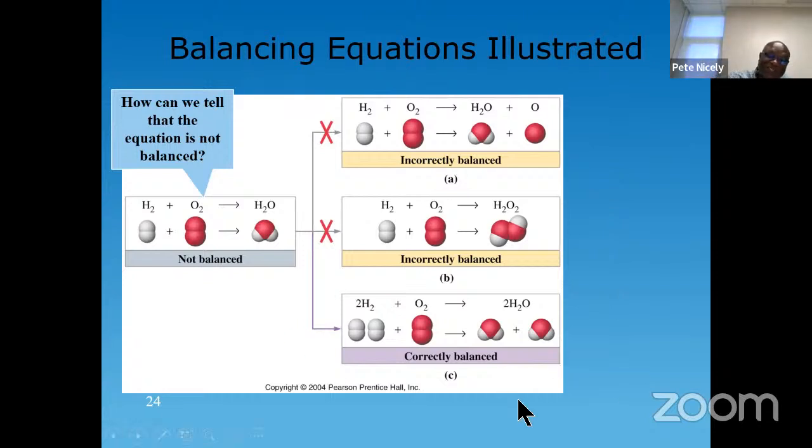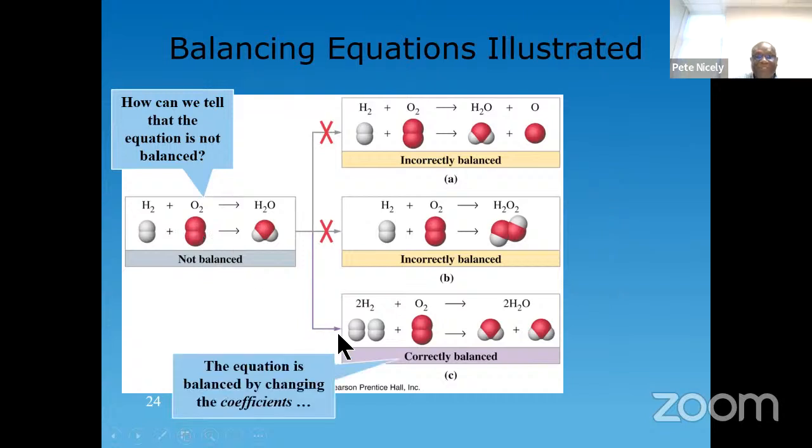The only changes you can make in order to balance an equation are changes to the coefficients. If you notice here, a coefficient of 2 is placed in front of the H2, and a coefficient of 2 is placed in front of the H2O. So now we end up with 4 hydrogens on both sides of the equation.